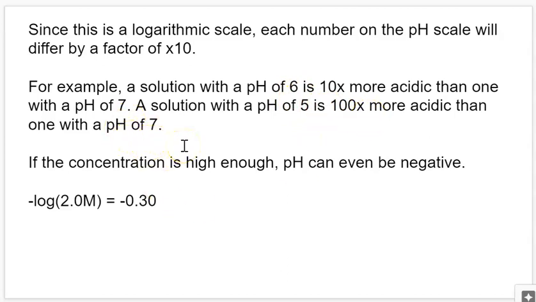And also, if the concentration is high enough, we can even end up with pHs that are negative. For example, if we have a 2 molar solution, negative log of 2 is going to be negative 0.30. So if you ever see a negative pH, that just means that it is extremely acidic, or basically most strong acid solutions in high enough concentrations are going to have negative pHs.